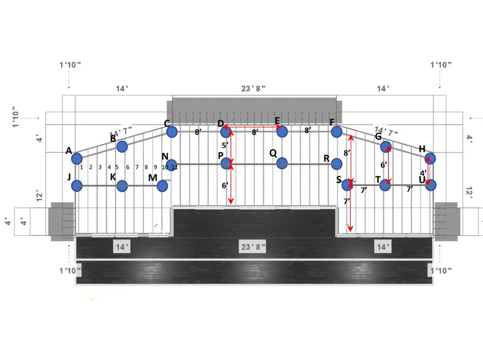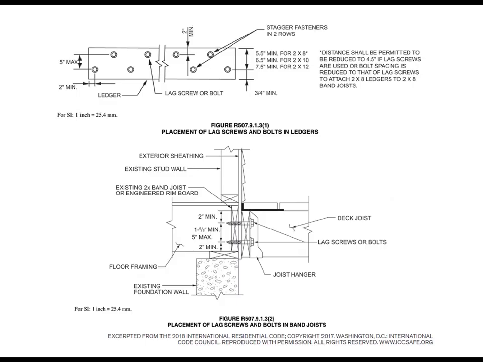You can see here the 16-inch on-center joists, the placement of the posts, and the placement of the beams on the posts. The code also specifies the placement of the lag bolts for the ledger board. I used the recommendations from Mike Guertin, Installing a Deck Ledger. The link is in the comments.